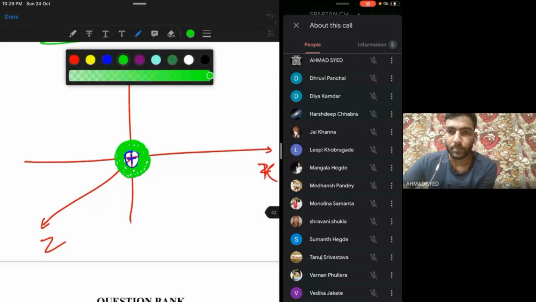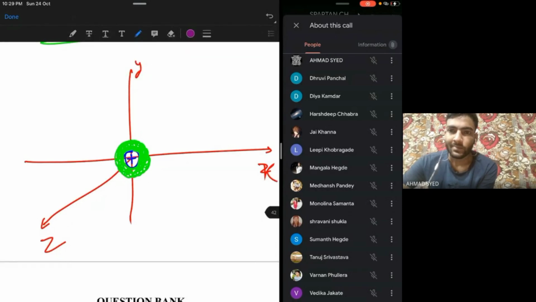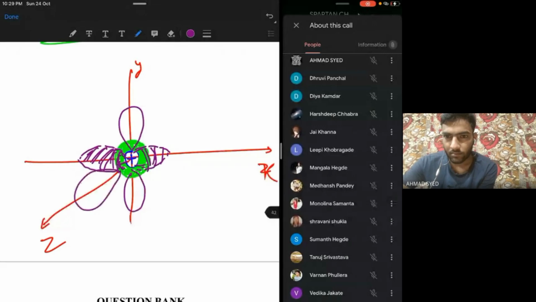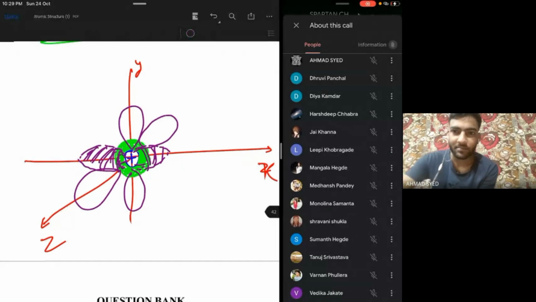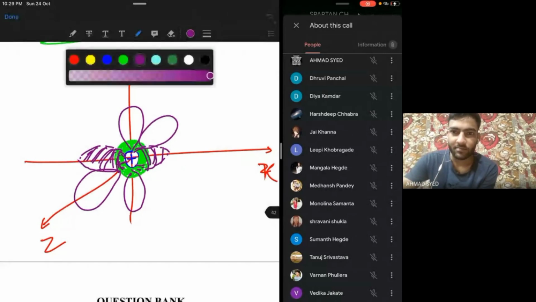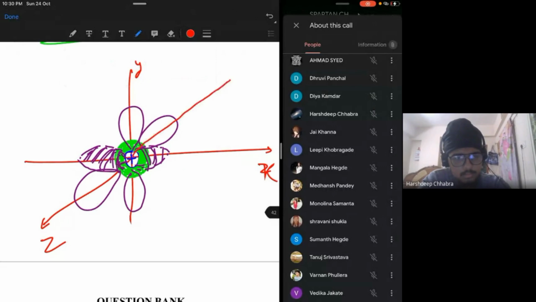Now let us draw 2p. 2p is from here: this is 2px, extending till here, and this is 2py, and this is 2pz. Let me also mark z, this is -y, and this is -x.